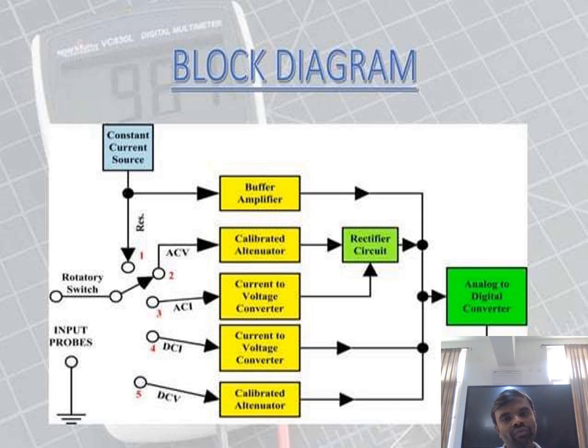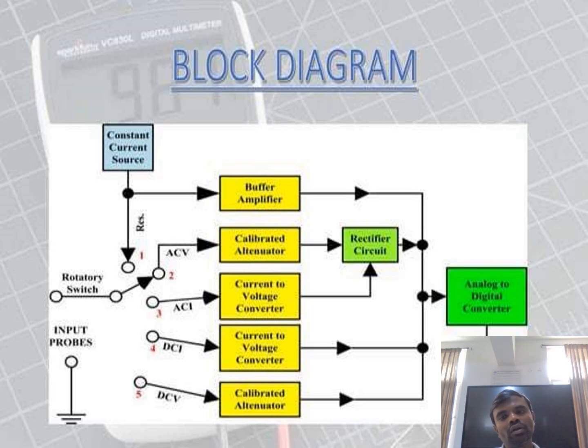Also we have the buffer amplifier to avoid the overloading effect. Then we have a calibrated attenuator for suppressing unwanted signals. Then we have a current to voltage converter for converting currents into voltages. Then also here we have a rectifier circuit. As we know, the rectifier is used for converting AC into DC. That is the purpose of the rectifier circuit used in this.